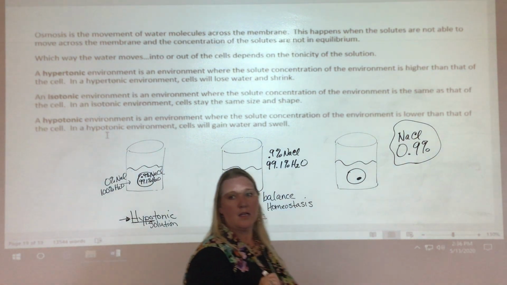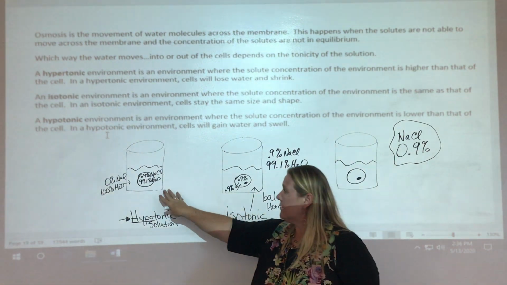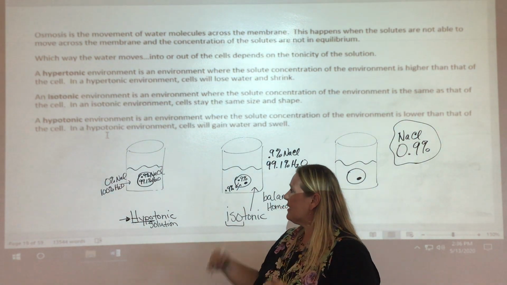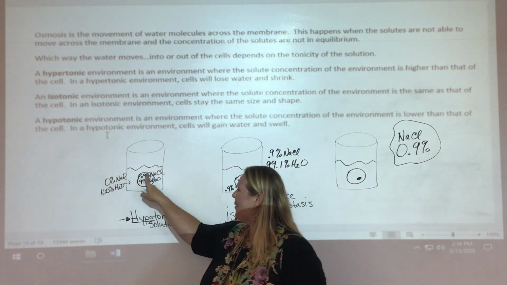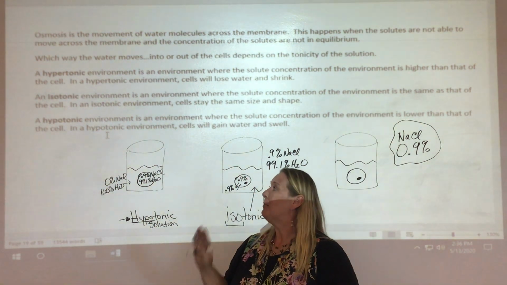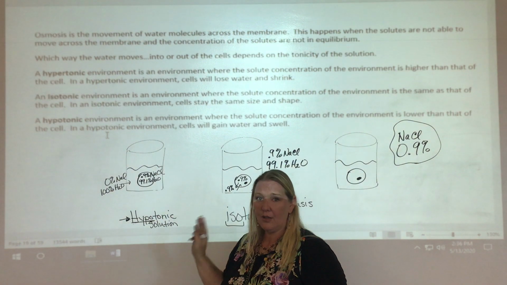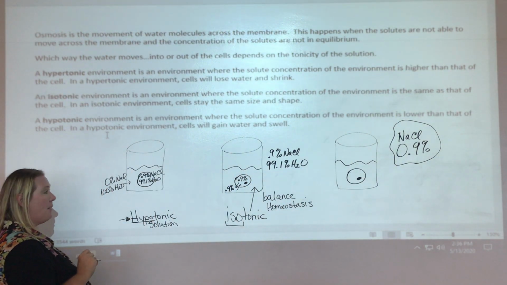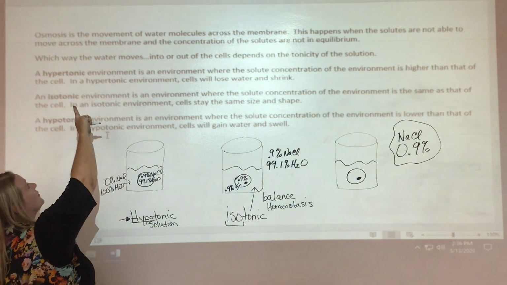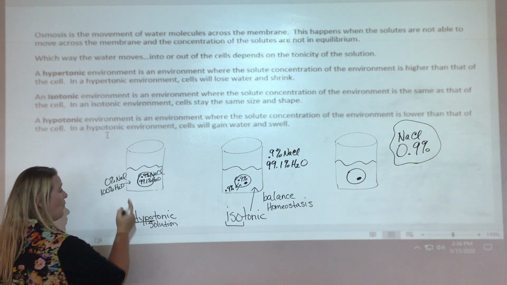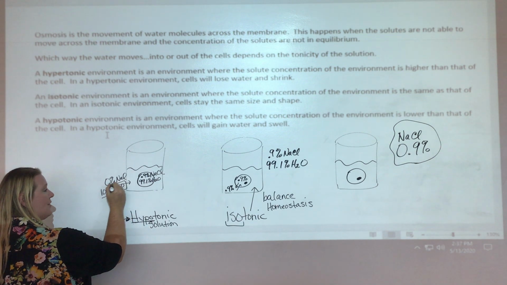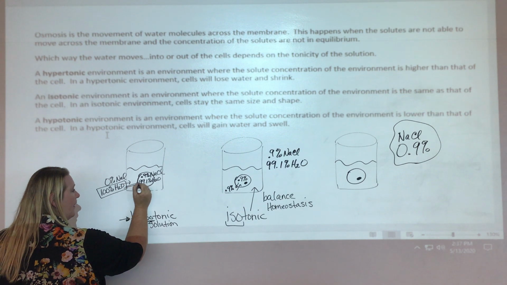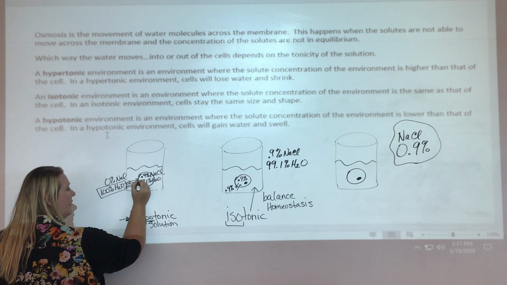So, this cell wants to be balanced. It wants to be the same. 0 and 0.9 doesn't sound like a whole lot, but it is to a cell at the molecular level. And so this is going to have to do something. Water is going to go through osmosis, and water is going to move from high concentration of water to low concentration of water.